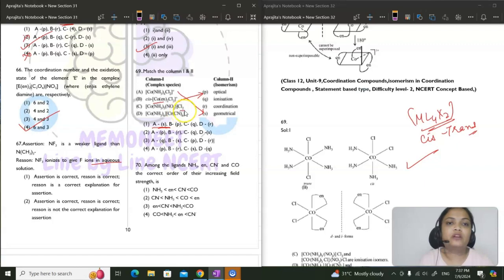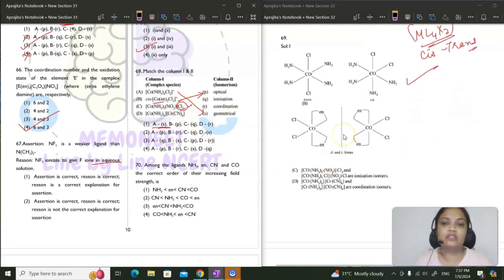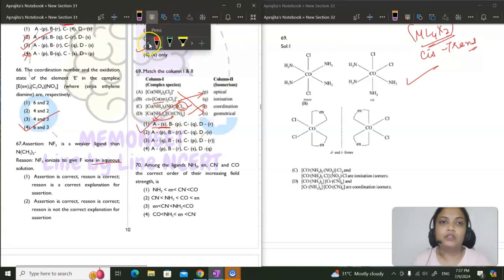Now the next one is C. In C, chloride is there, out of the coordination sphere, so they will be your ionization isomers. And the last one is the coordination isomer, because the ligands can be interchanged. Here the ligands can be interchanged, so it's a coordination isomer. The answer is option A.